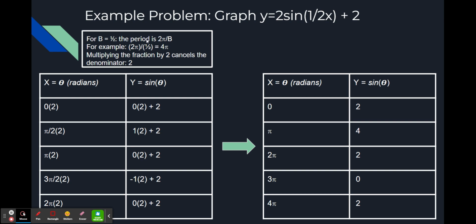You'll see what I mean later, but the period formula is 2 pi over b. And in the parent function, b would equal 1. So the parent function's period is 2 pi. That's the base, the basis, 2 pi.